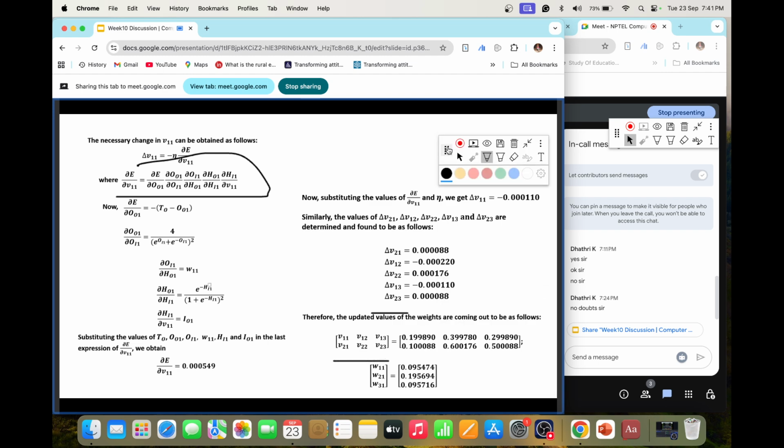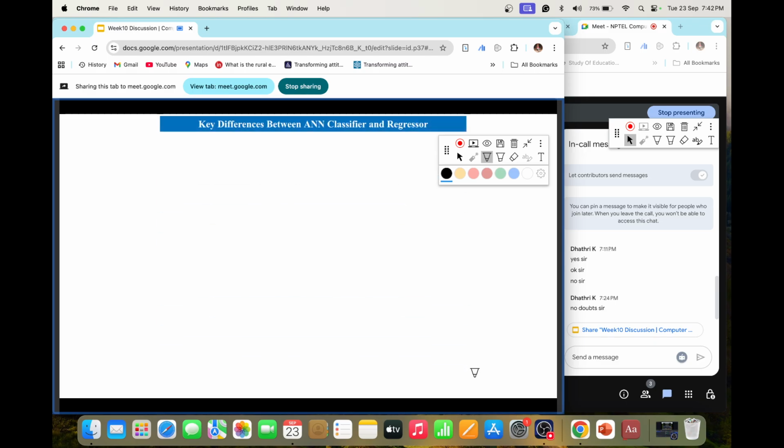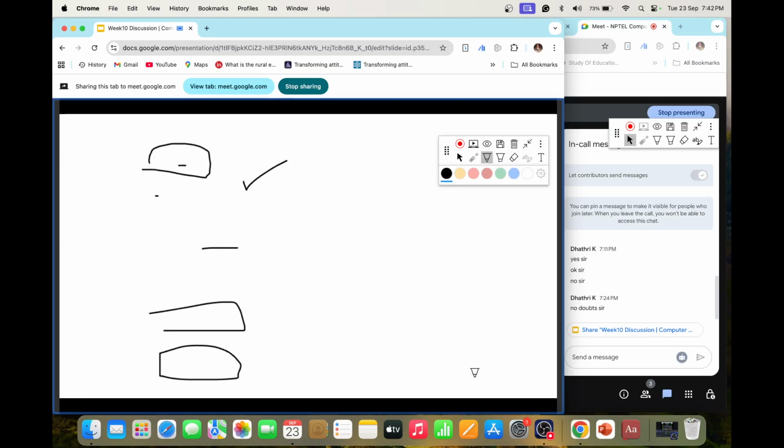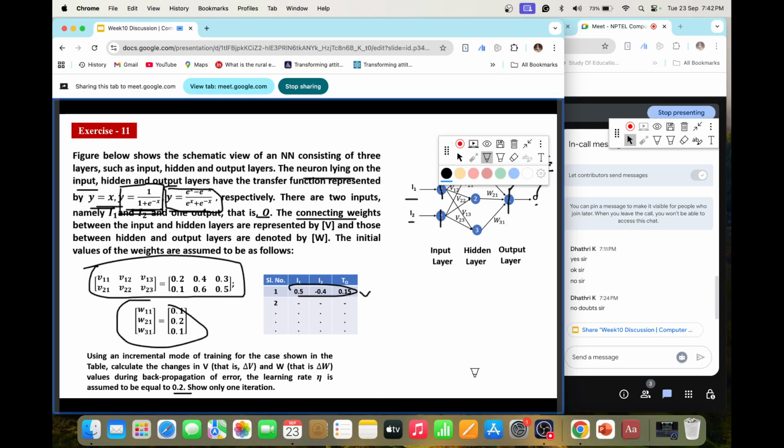Okay, because updated weight is very simple. How can we get the updated weight? That is nothing but your original weight plus delta W. Similarly, your original V plus delta V. By that you can get the updated V. Okay, so this is how you can perform the calculation.